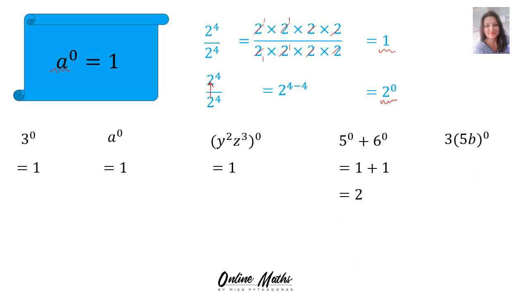And then on this one, you must be careful. The 3 is outside of the bracket, and it's only the 5b inside the bracket that's raised to the power of 0. So in your answer, the 3 will write with, and then it's the 5b to the 0, that's 1, and therefore 3 times 1 is 3.